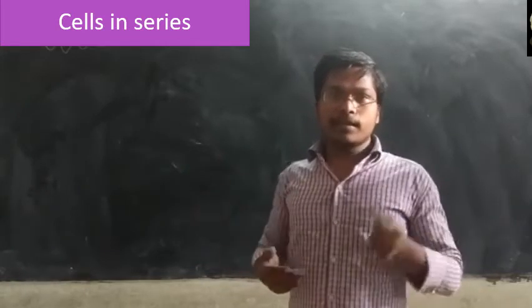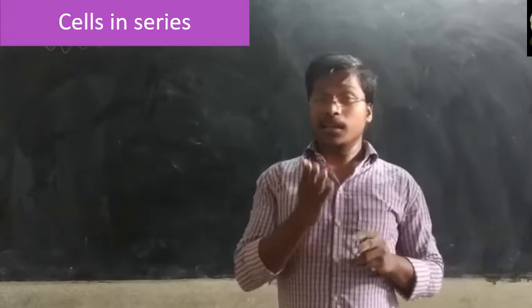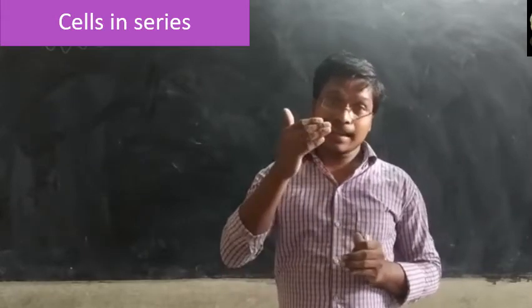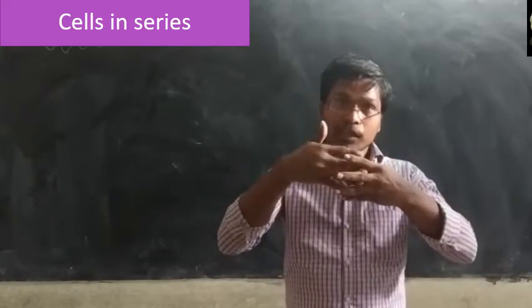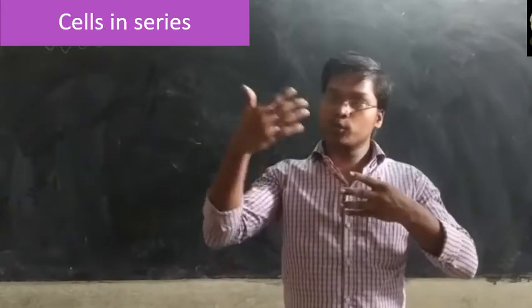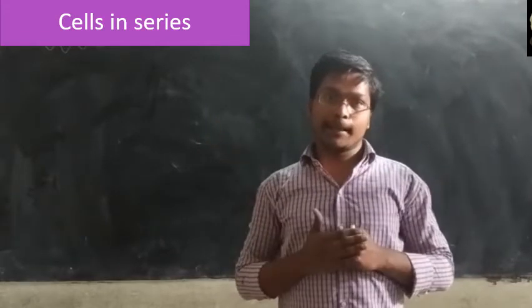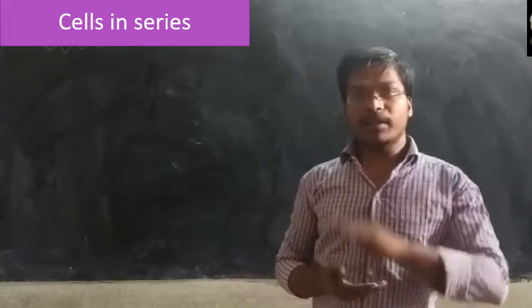Before we start the class, let us revise once what we covered in the previous class. I told you that a battery is the combination of two or more cells. Suppose this is one cell and this is another cell, and both are added together; this is the battery. So a combination of cells is called a battery. Remember that point.